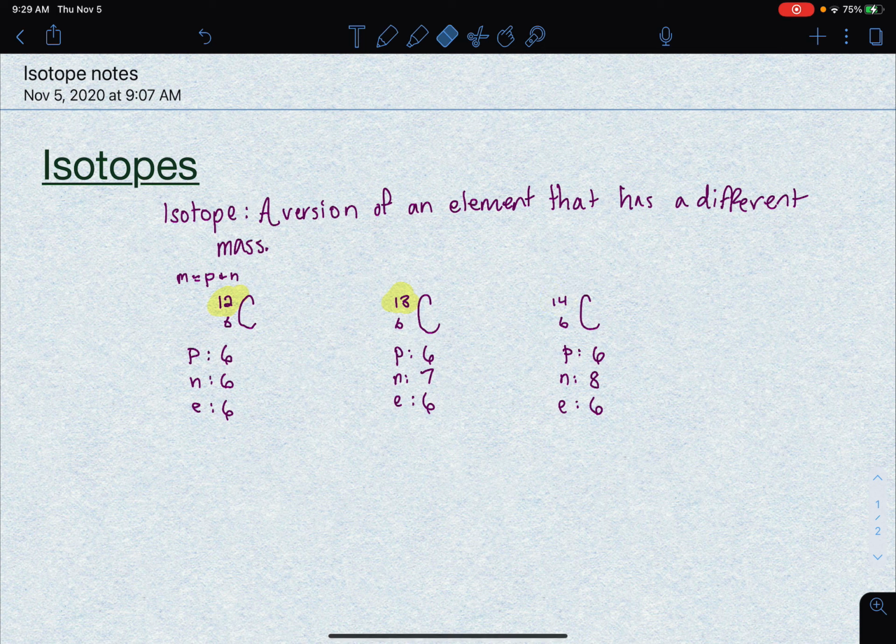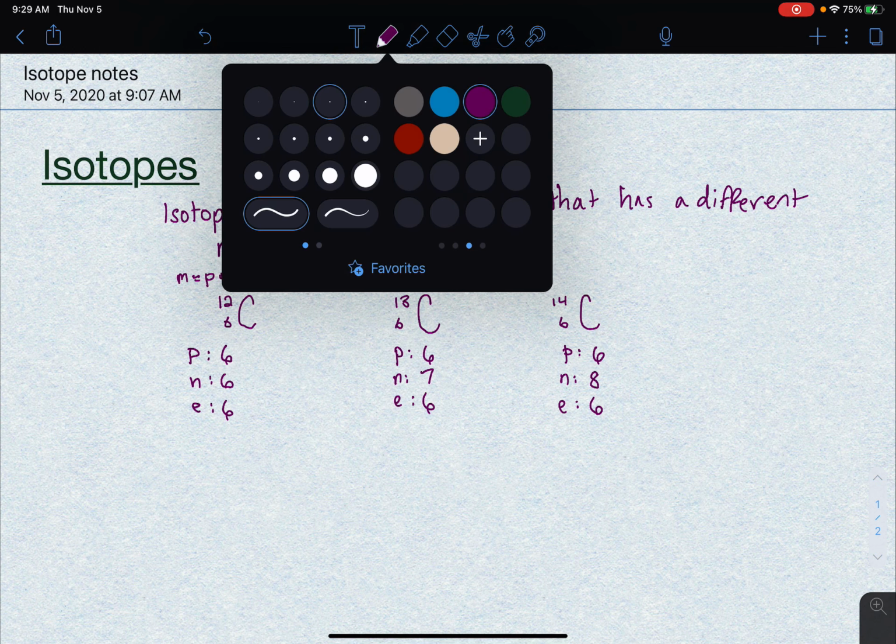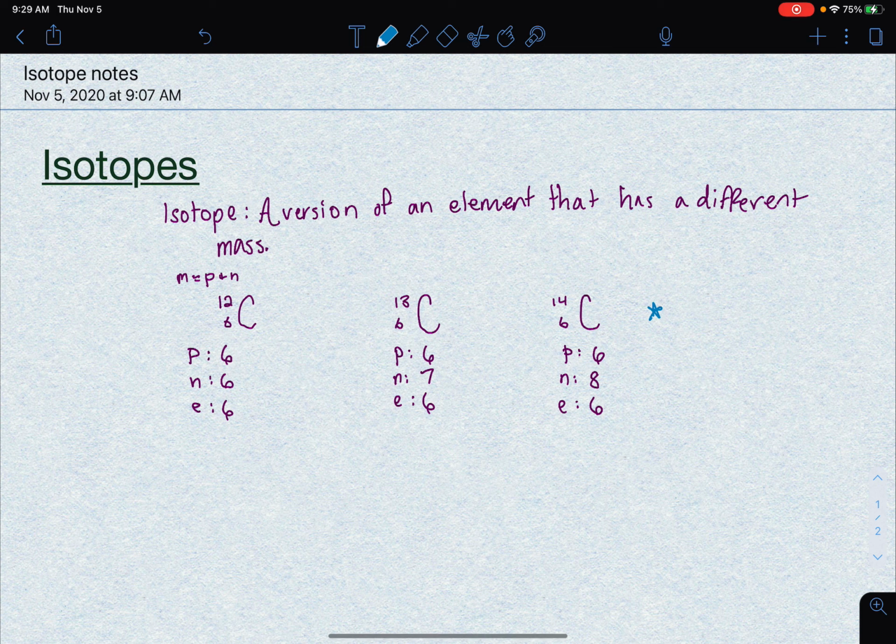Okay, so when you are looking at different isotopes of an atom, really the only difference between them is the number of neutrons that they have. So that's actually pretty important. Let's write that off to the side. The only difference between isotopes is the number of neutrons they have.